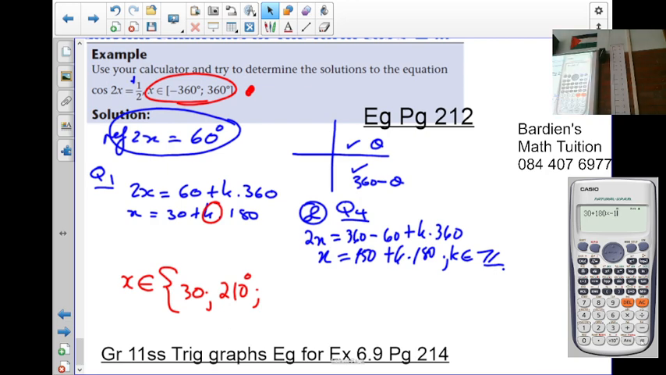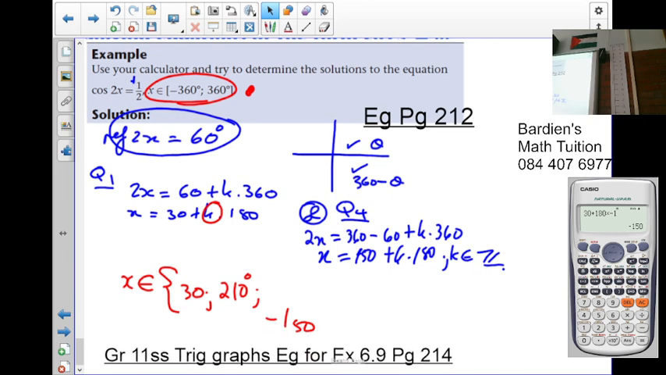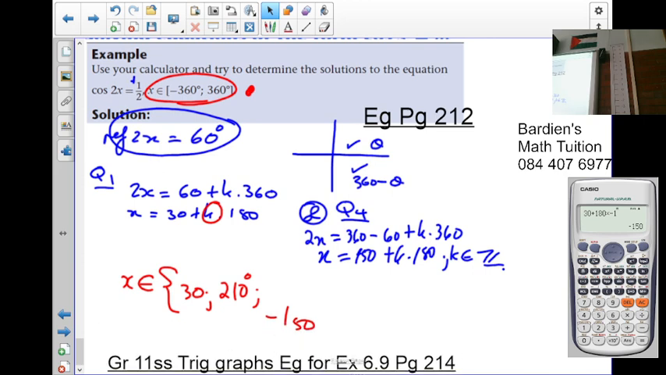Okay, so that's going to give us an answer, negative 150, which is definitely still within that domain. Okay, the board is not playing along again today.